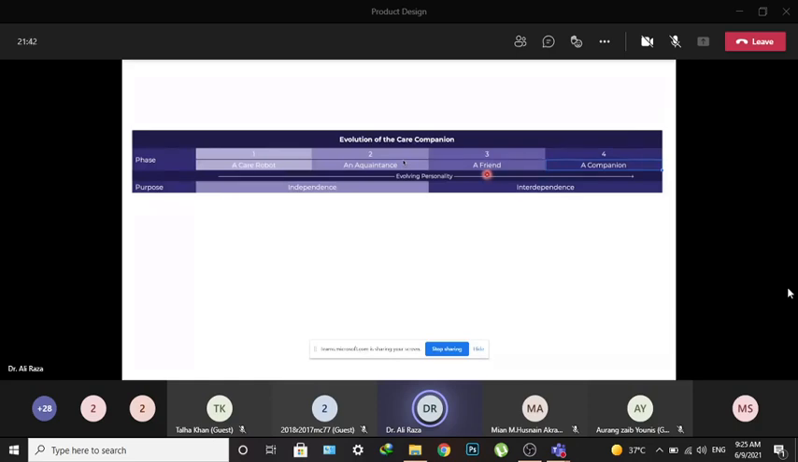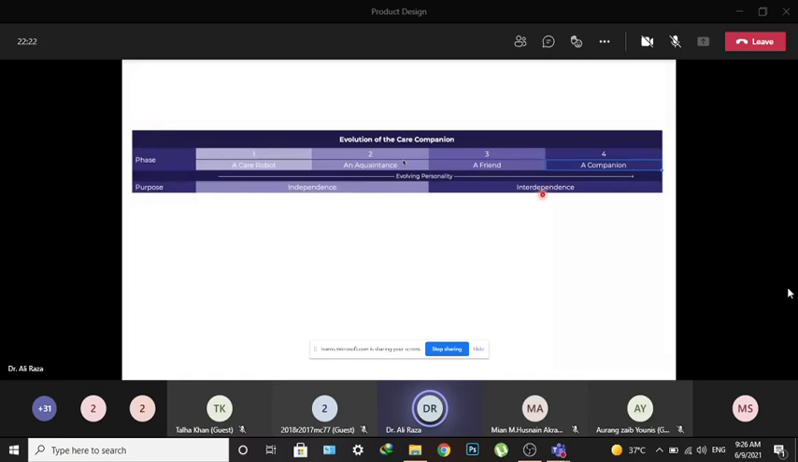So it evolves into a friend, and when it further evolves, it evolves into a companion. So it starts from a care robot, and then eventually gets evolved into a companion robot, and that is how the evolution of the care companion is mapped over here. And the purpose is that in the starting phase, the robot and the person are both going to be independent from each other.